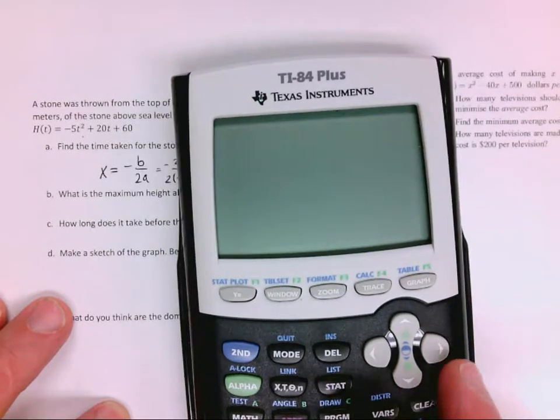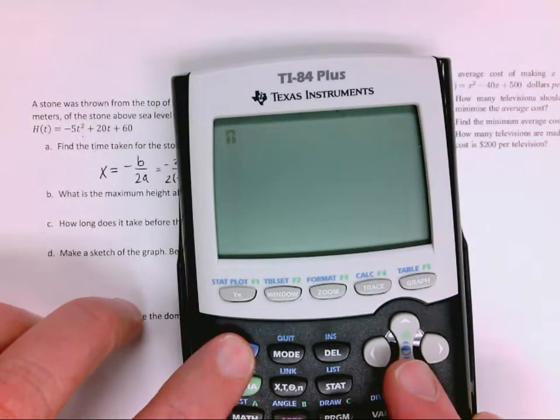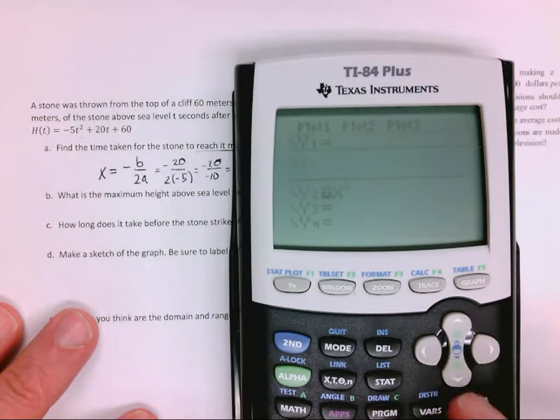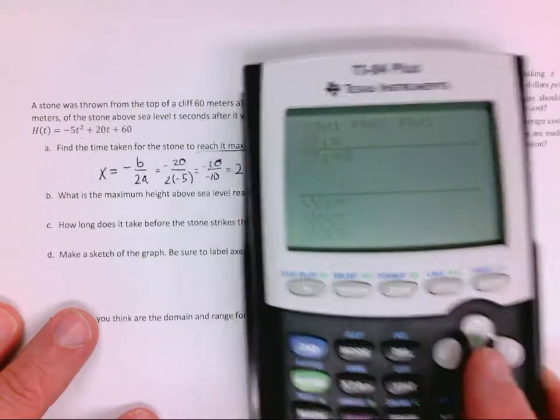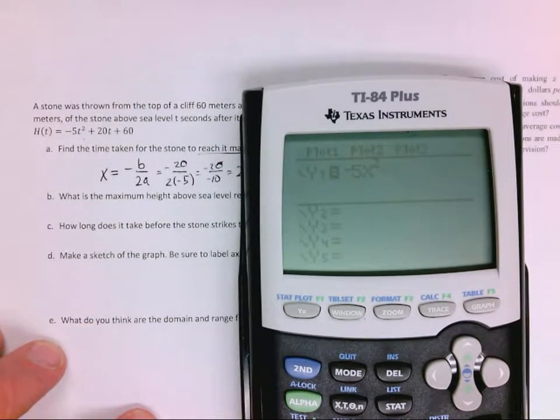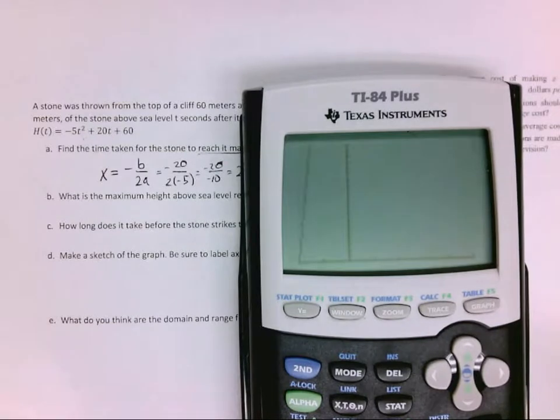And my batteries are low. I'm going to turn down the display a little bit. So I go to y equals and enter my equation. So negative 5x squared plus 20x plus 60, and I graph it, and now I have a graph that's set from another problem.